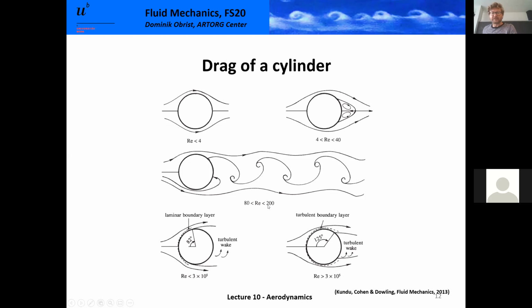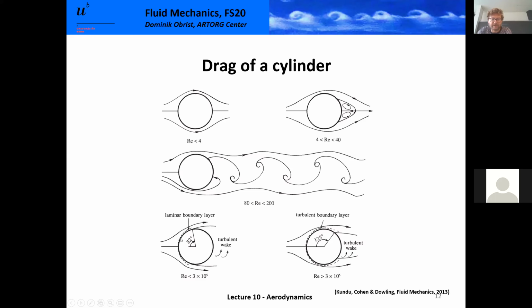At Reynolds 80 to 200, we still have a laminar wake. This is what is called the Kármán vortex street, this periodic pattern of vortices that are shed from the cylinder in opposite directions. Looks beautiful, but it's also still laminar. If we go to higher Reynolds numbers of, let's say, a few thousand up to 300,000, we come into a situation where we have a fully turbulent wake.